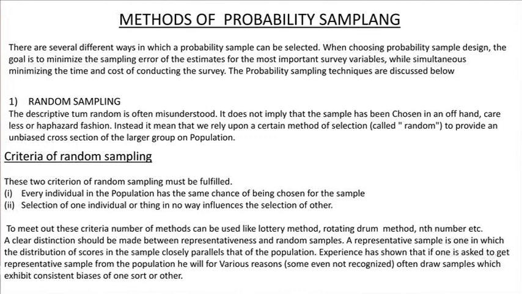Experience has shown that if one is asked to get a representative sample from the population, he will, for various reasons, some even not recognized, often draw a sample which exhibits consistent bias of one sort or the other. Now, there is a possibility, though we are taking full precaution in the nth number, lottery method and rotating drum method, that still some error may emerge. Now, what is that error? How will you calculate it? We will talk about it.